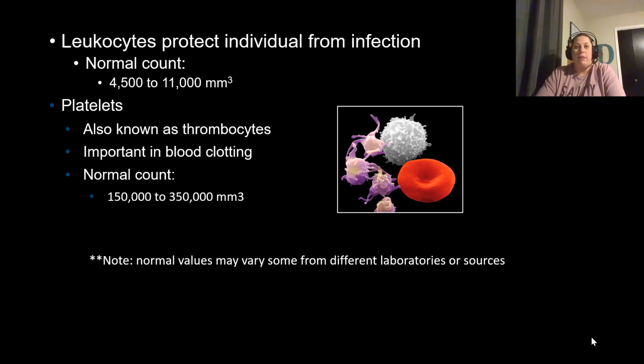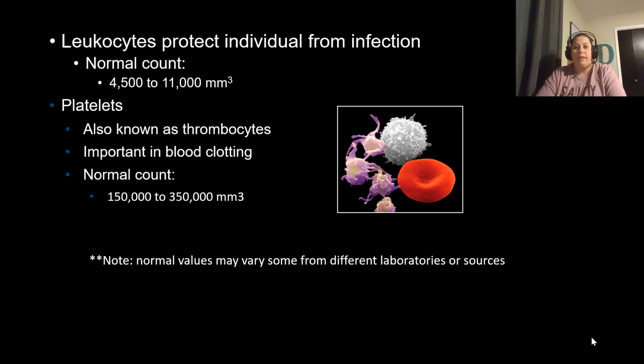The normal count inside of individuals is anywhere between 4,500 to 11,000 per millimeter cubed. This is the normal range. If we're below this range, we have an issue because this would be more like immunodeficiency. If we're above that range, then we have something more like an infection or inflammation that's present.